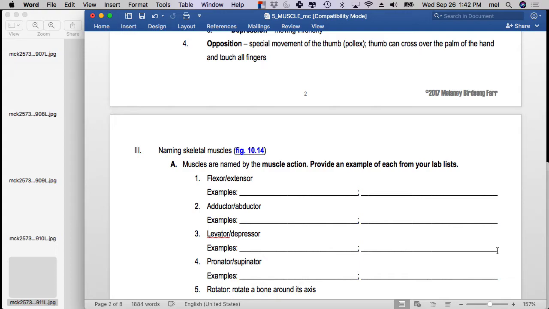A flexor. Flexor carpi ulnaris, right? An extensor. Extensor carpi ulnaris. Good. Does that make sense? And you know where to look for them, right? Because of their names.